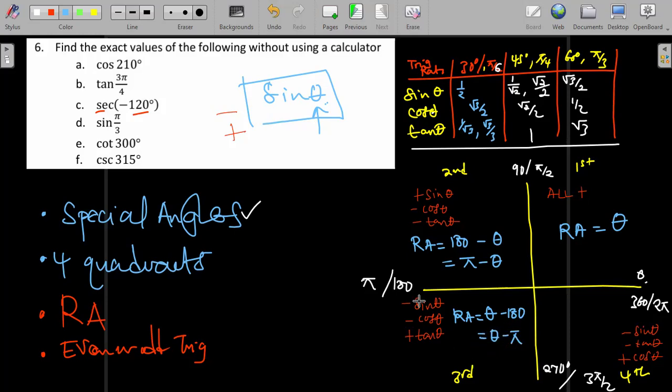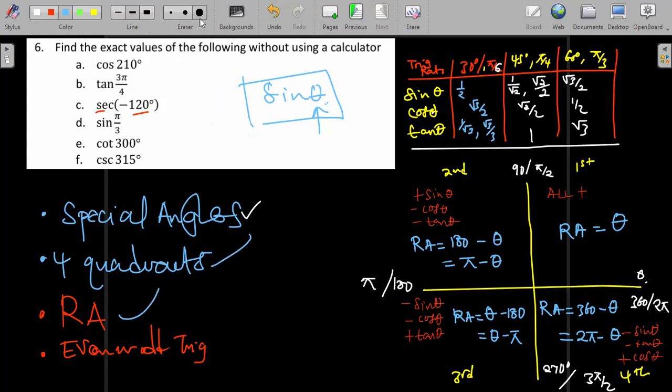pi. And then when we go to the last quadrant, which is the fourth one, the reference angle there is given by 360 minus the given angle, or we say 2 pi minus the given angle. So that's how we move. Okay, so we've covered the angles, the 4 quadrants, and the reference angles.